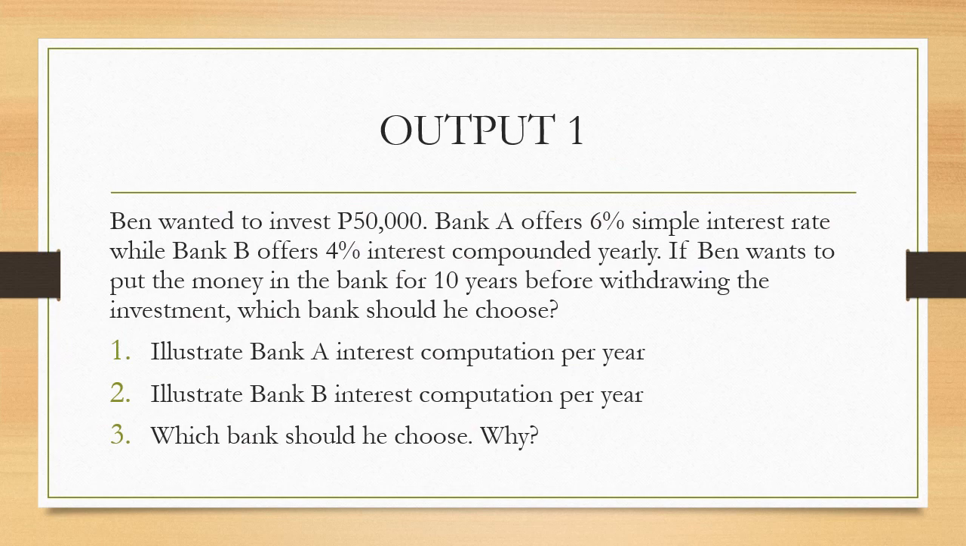Para magawa nyo yung output number 1 natin. Okay, gagawa kayo ngayon ng table, the same table na nakita nyo kanina. Pero this time, ito yung sitwasyon. So Ben will invest 50,000 pesos. Meron siyang dalawang pinagpipilian, Bank A, which is offering 6% simple interest rate. And while the other bank, Bank B, offers 4% interest compounded yearly. O yan, kita-kita na. Dalawang magkahiwalay na tables yan. 6% simple interest rate. Then, yung pangalawang table, 4% interest compounded yearly. So, para sa compound interest.